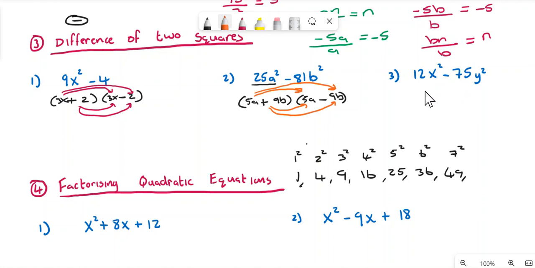So what we can do is look at each of these terms and identify, first of all, what's the highest common factor.